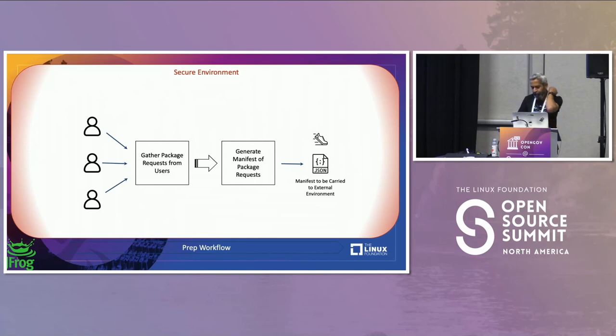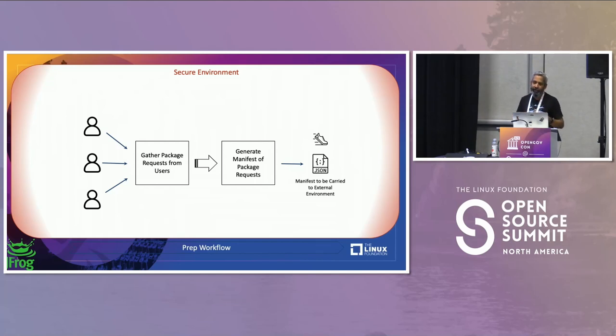All right. So from a secure environment perspective, again, we talked about this. The developers who are running the CI pipeline request a package, right? And usually packages such as Docker or Python libraries have some dependencies that need to be managed as well, or brought in along with the package that they're requesting. What we have done is write a simple Python script that will generate this manifest with all the package requests.